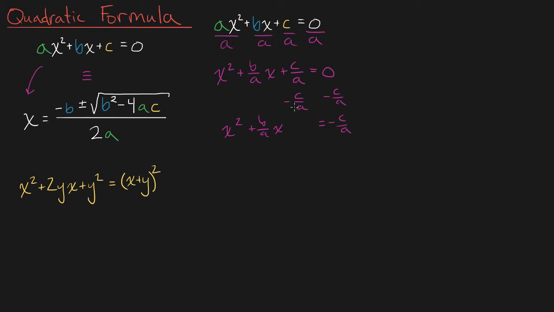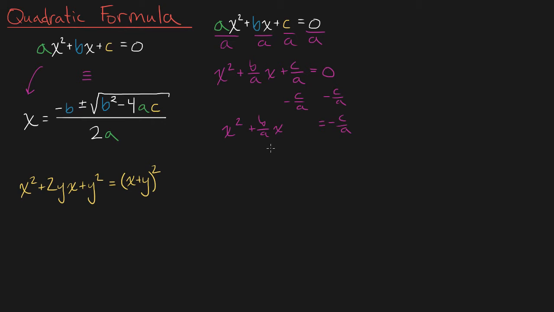So the reason that I subtracted c over a from both sides and then left this blank spot here is because I'm trying to manipulate the left-hand side of this equation into this form that I have on the left-hand side here in yellow. Again, I'm doing that because if I can manipulate the left-hand side of this equation to follow this form, then I can replace the left-hand side of this equation in purple with this perfect square where I have the sum of two terms squared.